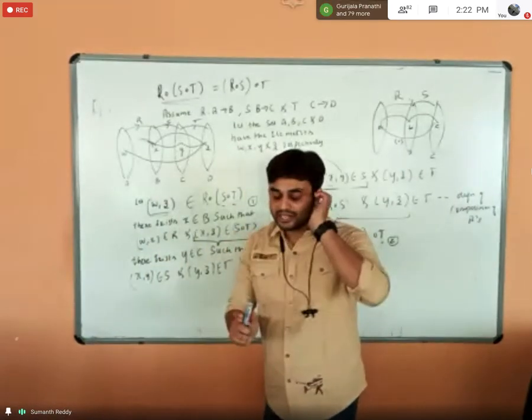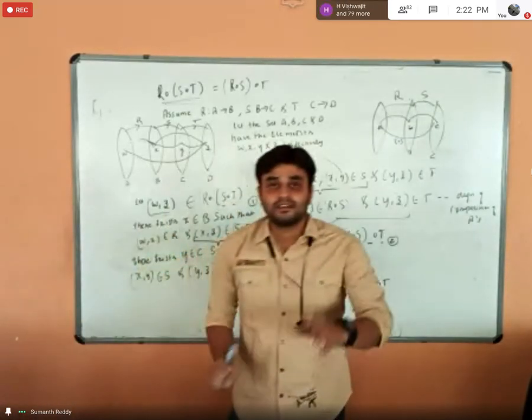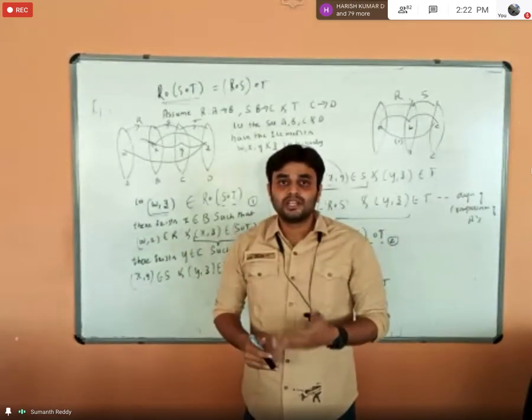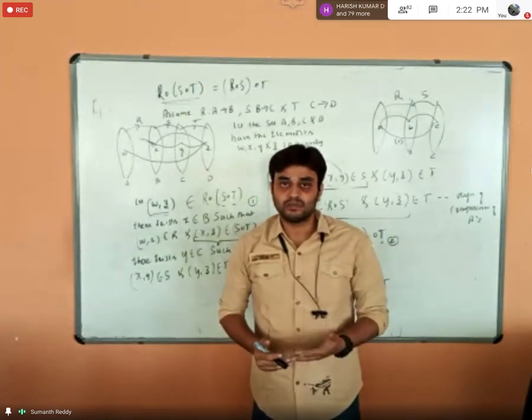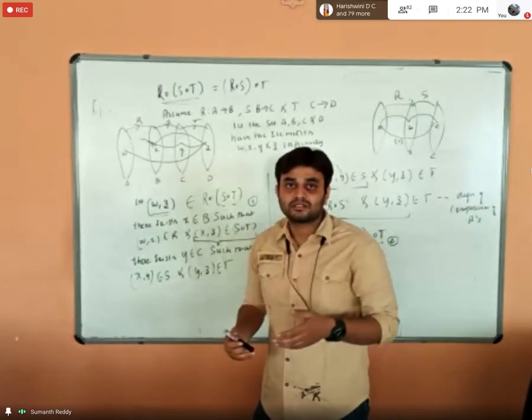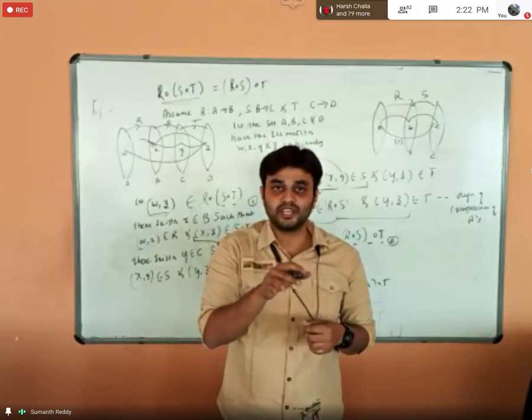Fine. See students, actually the theorem is very simple. I will explain it again. What you have to prove here is whether the composition of relations is associative or not. You already know the associative law with respect to union, right? A union (B union C) is equal to (A union B) union C.